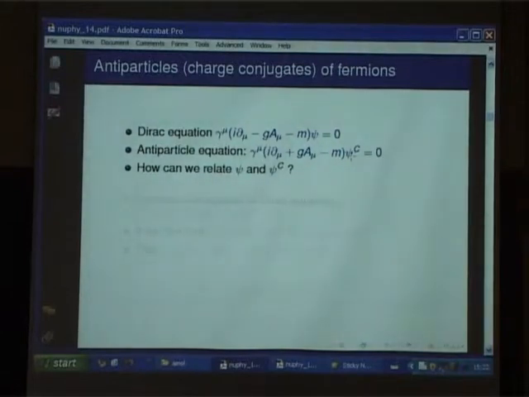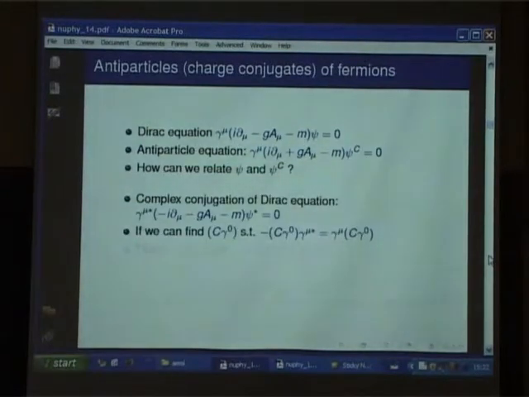One guess that I made is that this psi C should be something like psi star, the complex conjugate. Because usually complex conjugate and charge conjugate, at least the words look very similar. So I take my Dirac equation and its complex conjugate. So what happens? This gamma mu becomes gamma mu star. This i becomes minus i. Everything else stays the same. So gamma mu star times minus i del mu minus g A mu minus m, acting on psi star, is equal to 0. This is a true equation. So that's fine.